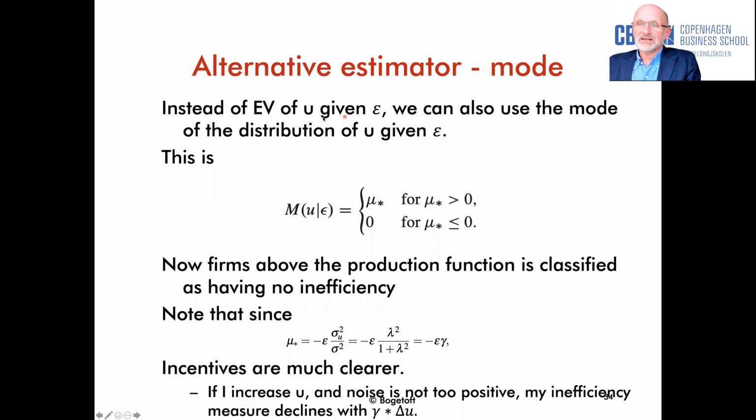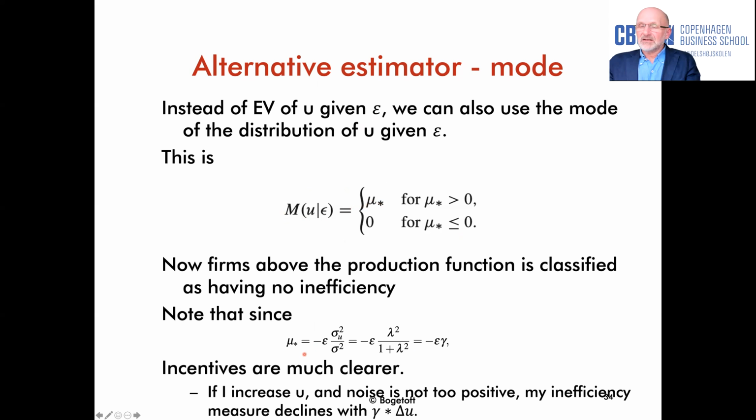Instead of looking at the expected value of u given that you have observed epsilon, why don't you look at the u that has the highest probability, which is like the mode of the distribution? If looking at the conditional distribution of u given epsilon, what is the mode of that distribution? That would be called a mode estimator. So basically, and one can show that this is really the mode of u given epsilon, that is this mu star, which is calculated down here.